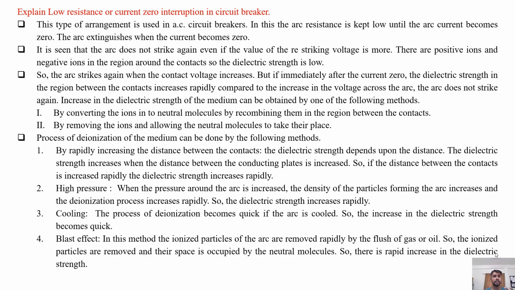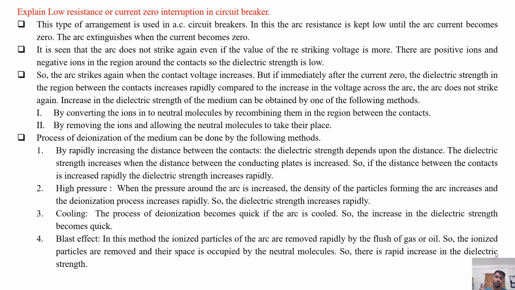Explain low resistance or current zero interruption in a circuit breaker. This type of arrangement is used in AC circuit breakers. In this, the arc resistance is kept low until the arc current becomes zero. The arc extinguishes when the current becomes zero. It is seen that the arc does not strike again even if the value of the restriking voltage is high, because the rate of dielectric strength buildup is high.